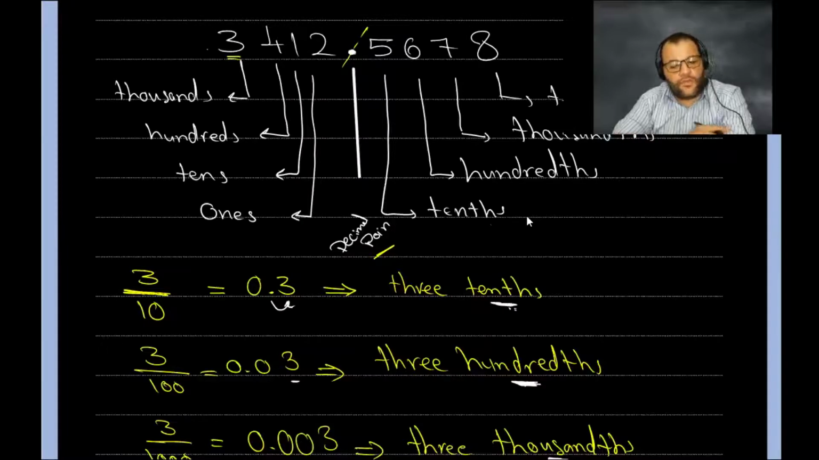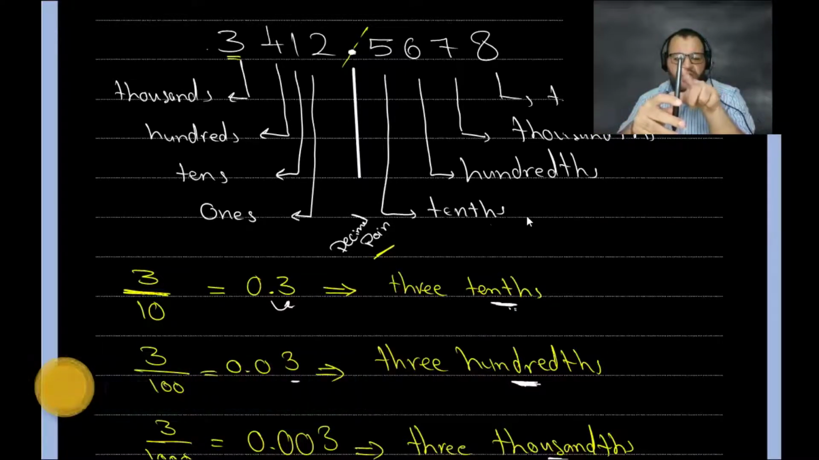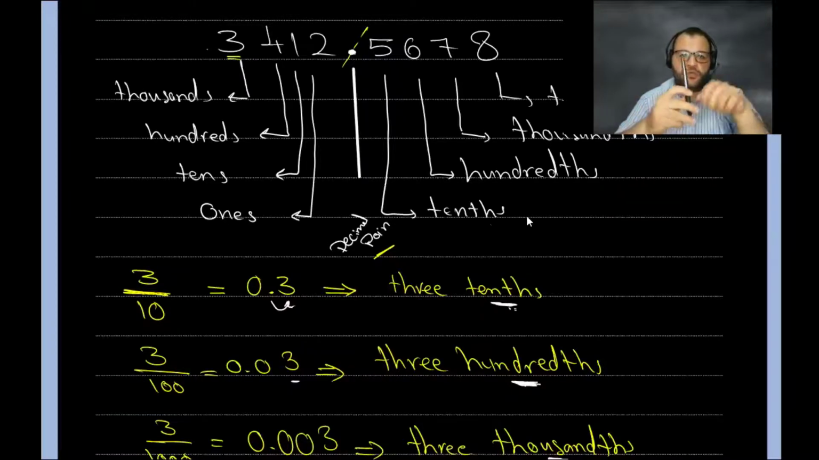But you mean that the 8 will be 10,000 if we go to the right, Mister? We are going to the right from the decimal point. The decimal point is in the middle. The first number at the left will be ones, tens, hundreds, thousands, 10,000, 100,000, million, 10 million. By this way, from the decimal point.